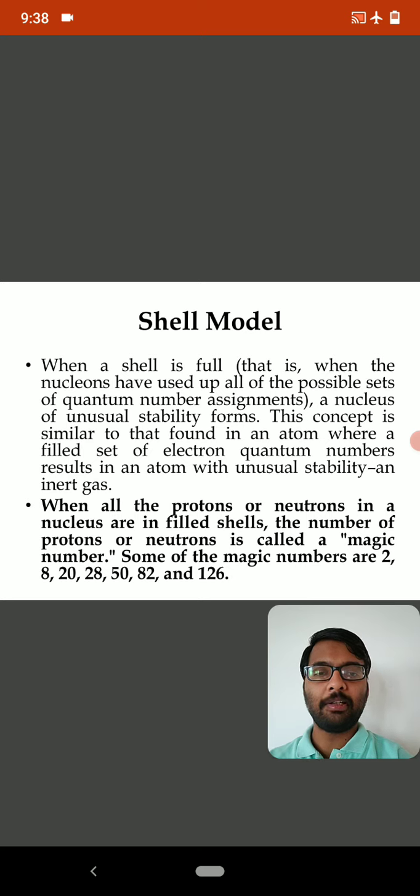So what are the magic numbers? The numbers 2, 8, 20, 28, 50, 82 and 126. Either the proton number must be equal to these numbers or the neutron number equal to these numbers. Then such nuclei are called magic nuclei, which are considered stable nuclei.